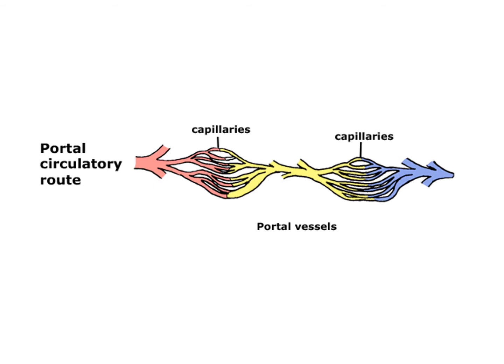There are three special circulatory patterns in the body that have two capillary beds in series. These are going to be the hypophyseal hypothalamic portal system that we discussed in endocrine, the renal portal system, which would be in the kidneys, and the hepatic portal system that is in the liver.